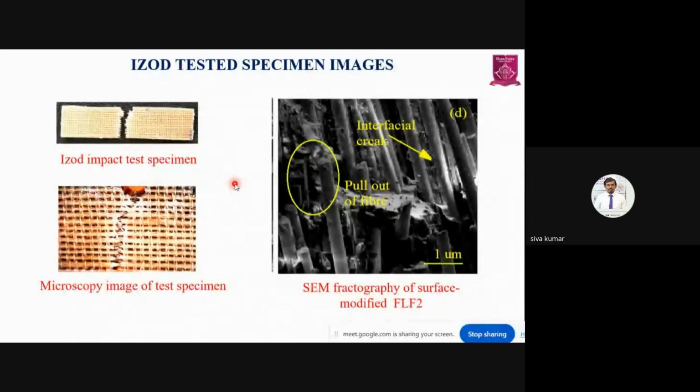And this is the specimen after Izod impact testing. This is the microscopic structure, SEM fractography, for surface modified FLF2. Here you can find the fiber pull out, and there are some cracks between the fibers, which are also represented. The peaks here are interfacial cracks of the fibers and matrix. The fiber is dislocated and comes out from the matrix.